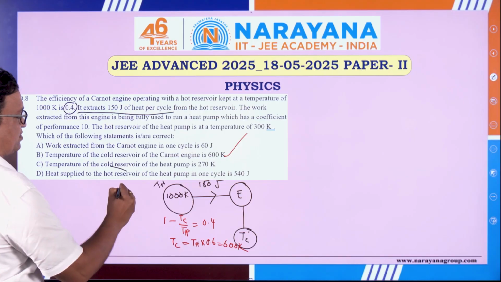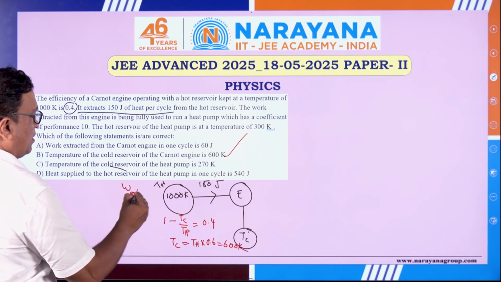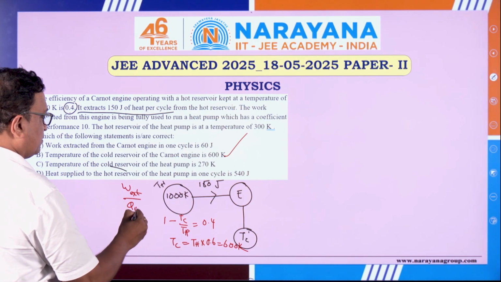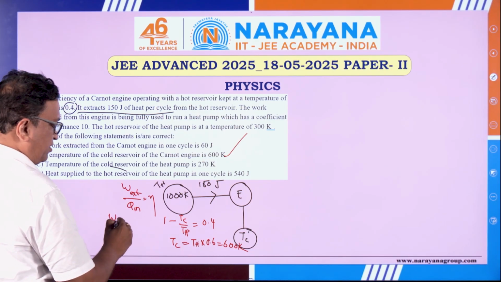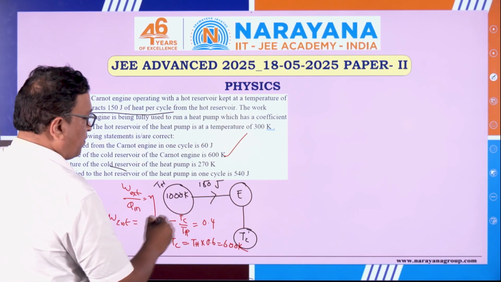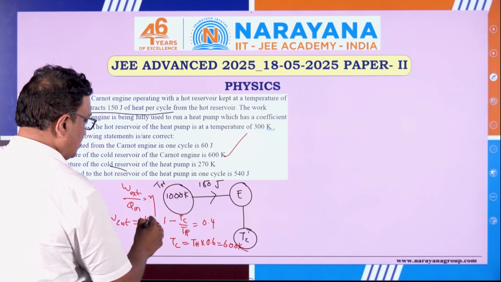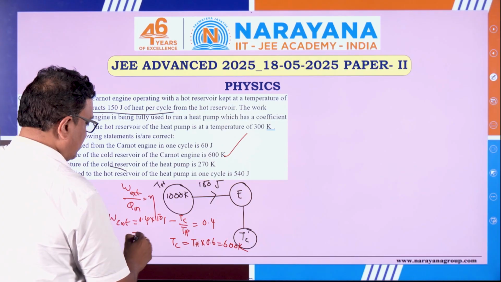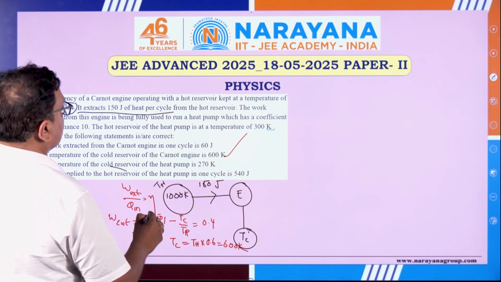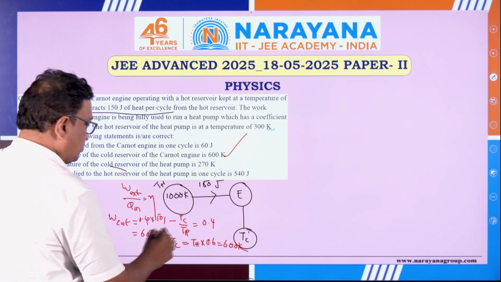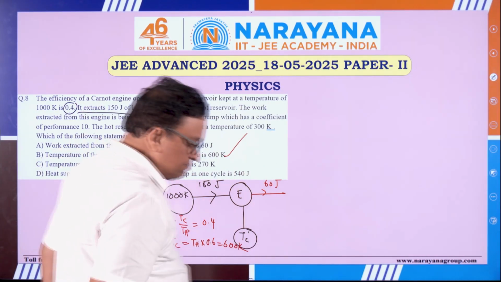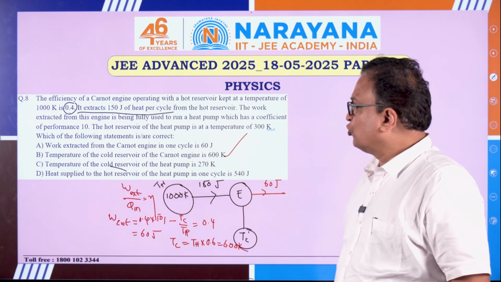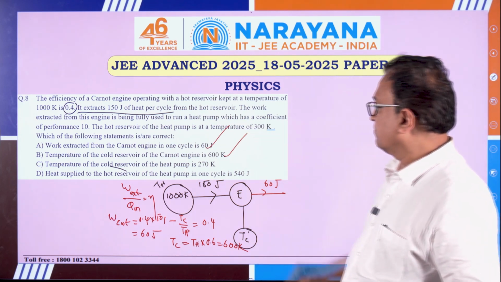Or here, one more definition, no? Work extracted by heat taken in is also eta. Therefore, work extracted is 0.4 times 150. That is 60 joules. Yes, 60 joules. So I've done two options out of this.